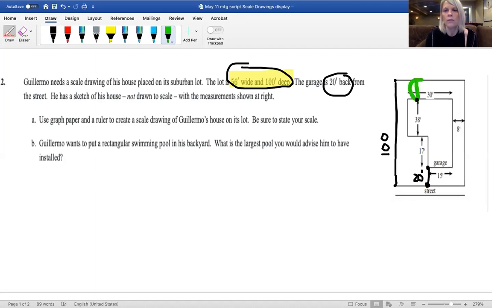This is my focus, right this area where the pool will go. I want to figure out how much room is there until the yard ends. What can I do to figure that out? Anybody have an idea? What's my first step to solve this problem? Chat away when you're ready. What can you put in your calculator or do on your paper?